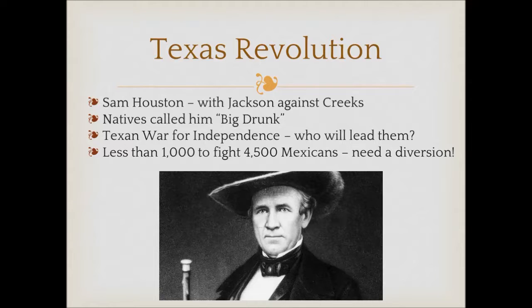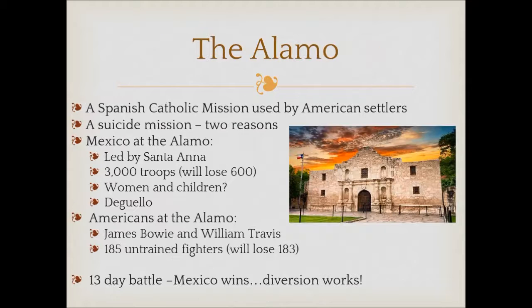He is famous already. And so when the Texas War for Independence broke out, Sam was the only one in the area that had any military leadership experience. And so he was immediately asked, will you help us? He said yes. So he knows the numbers are not good. There's less than 1,000 people willing to fight on the American side, but Mexico had 4,500 men. So Sam's very first idea was that we need a diversion. We need a way to divert the attention of this giant Mexican army, 4,500 of them. That diversion is going to be the Alamo.